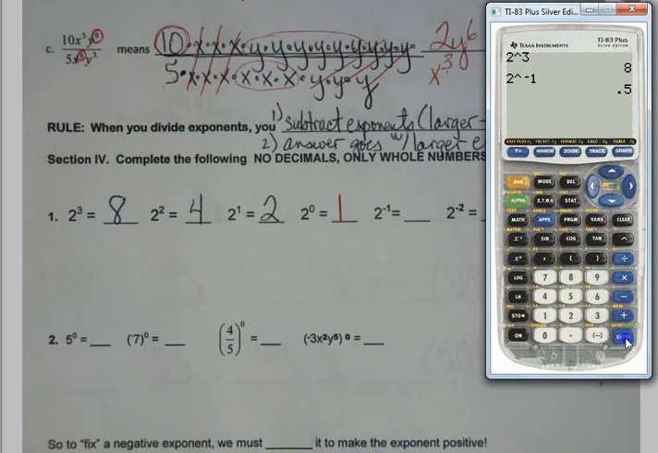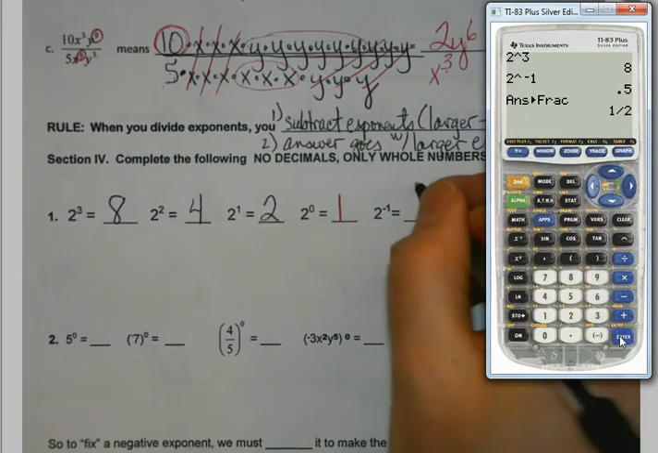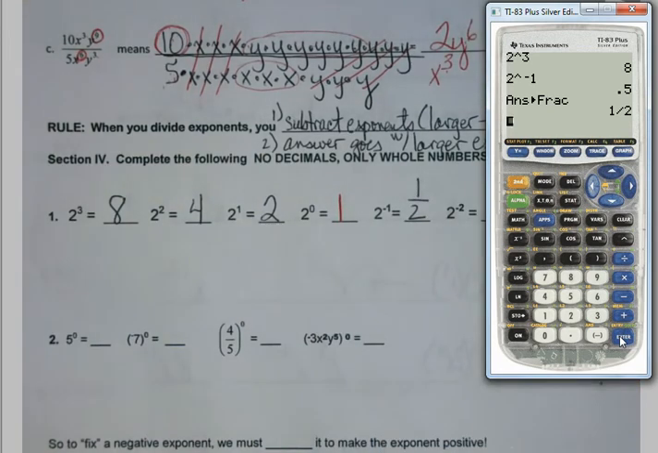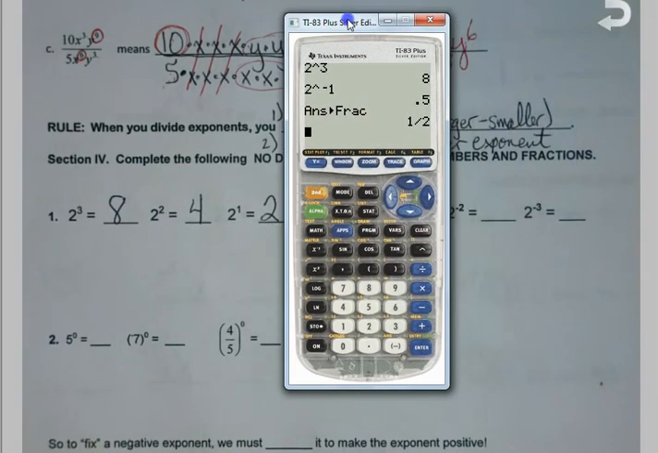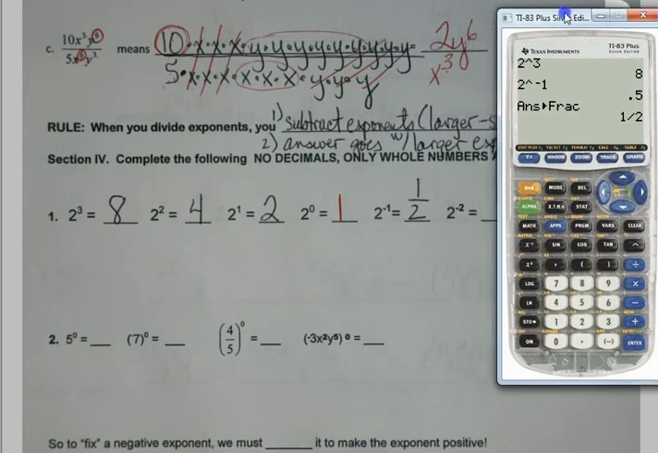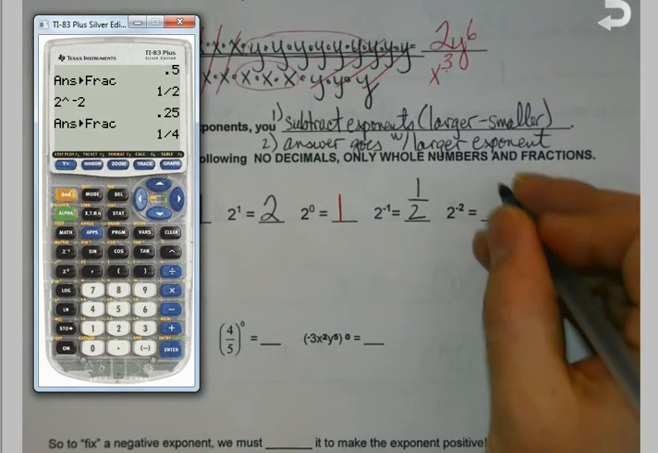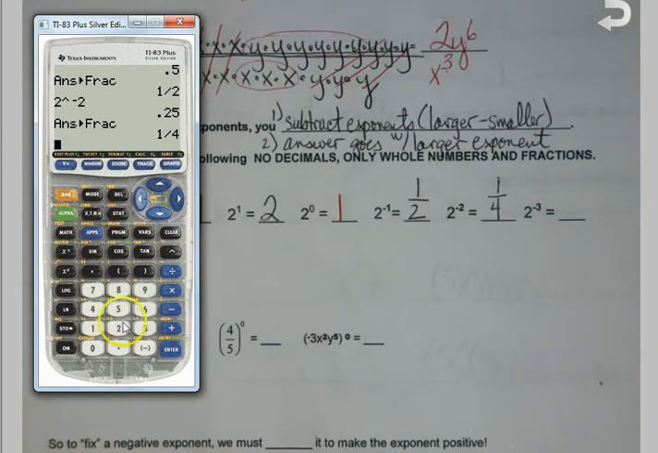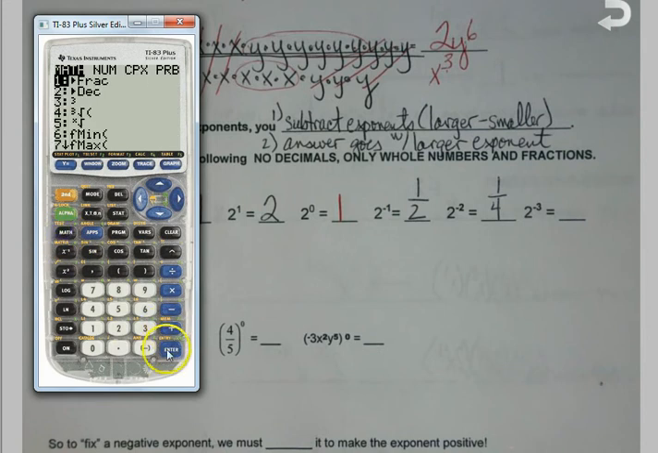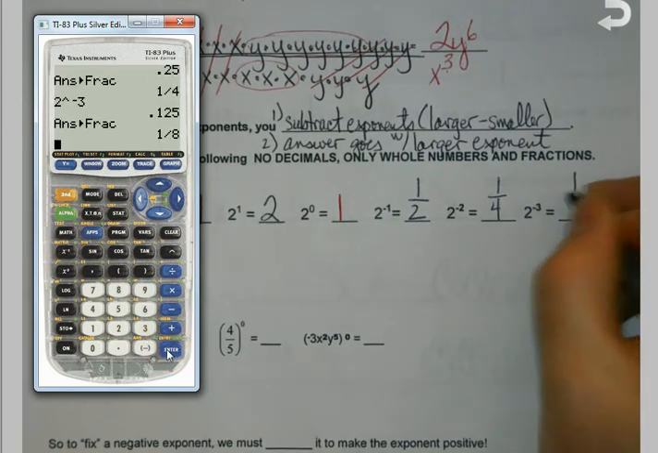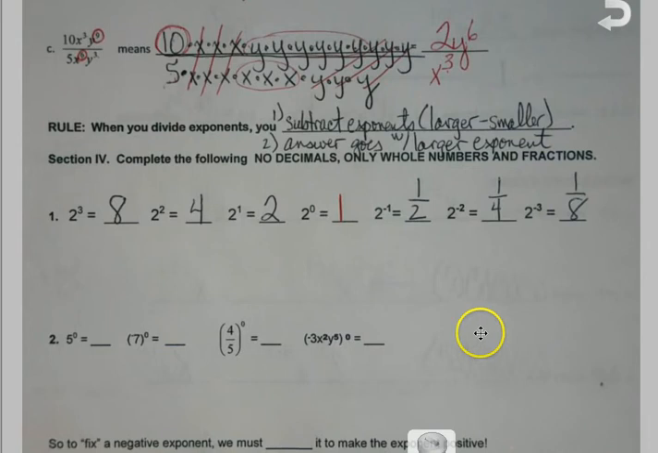If I type that into the calculator and I don't want the decimal, so I'm going to hit math, enter. I notice that it's 1/2. And you're like, okay, so what? Well, let's do it again with 2 to the negative second. And again, I don't want the decimal because that's not going to show what I need here. Okay, so that's 1/4. And 2 to the negative third, again I want the fraction, is 1/8. Now, let me shrink this down for a minute. Let's look at this.